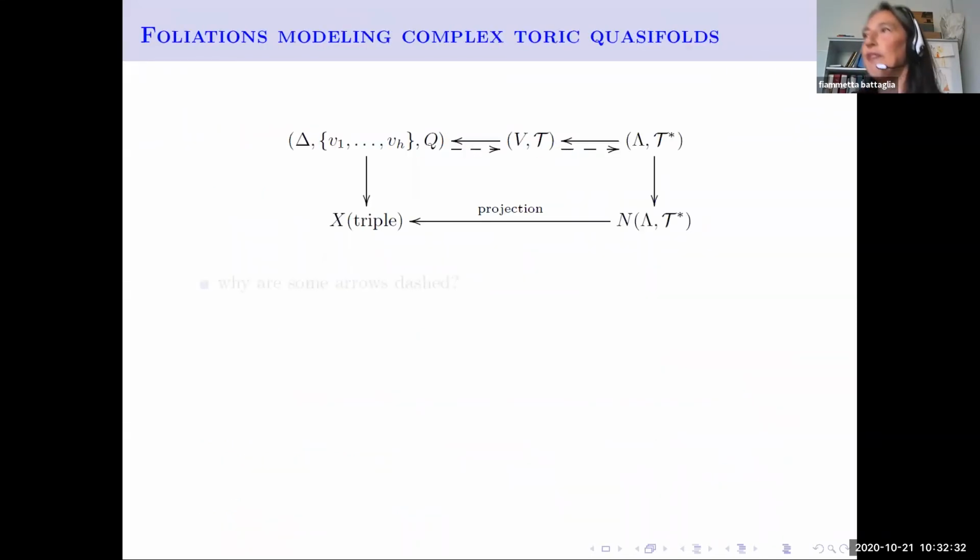Okay, so finally we have this diagram. We have Prato's triple as a starting object, then we encode this in a triangulated vector configuration, and by Gale duality we obtain a pair lambda T star. So on one side we have that the triple determines a complex toric quasifold of dimension D, and on the other side, for every choice that we make with these dashed arrows, we obtain an LVMB manifold that projects onto the toric quasifold. The toric quasifold is exactly the leaf space of N.